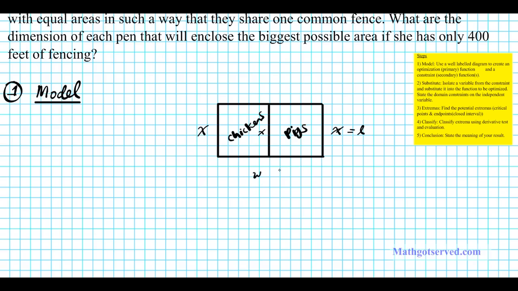Okay, so how much material do we have to build up this fence? She has 400 feet of fencing, so this entire length is going to basically be 400 feet. So let's divvy it up. So from here all the way to here is 400 feet. Okay, now from that 400 feet we're going to basically break it up into this rectangular pen that's existing here. Okay, so this is 400.